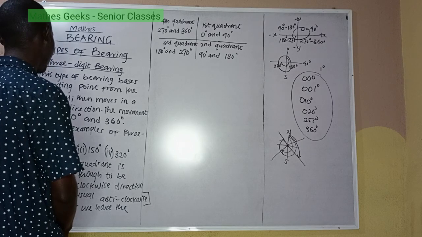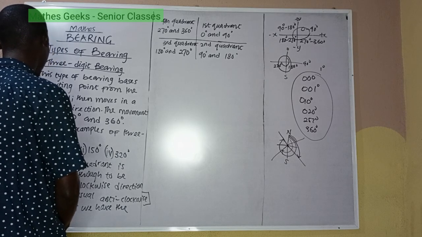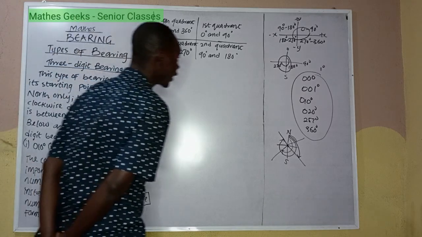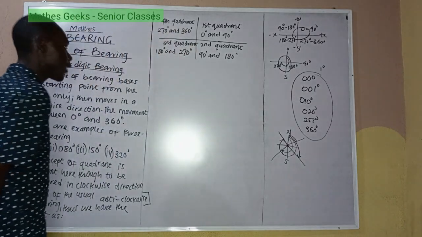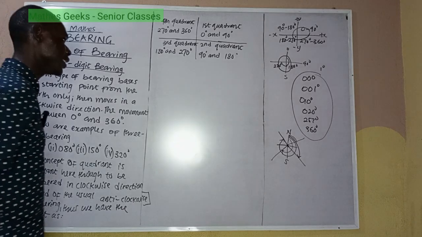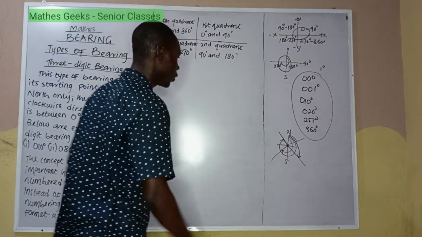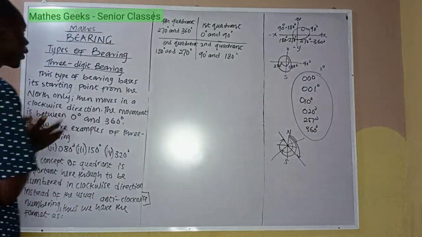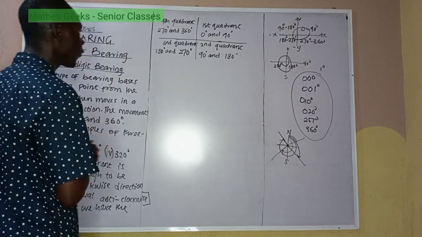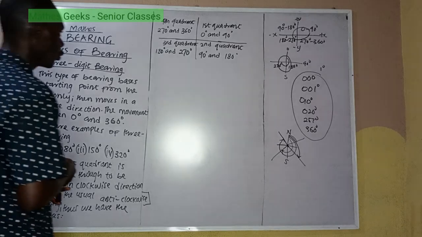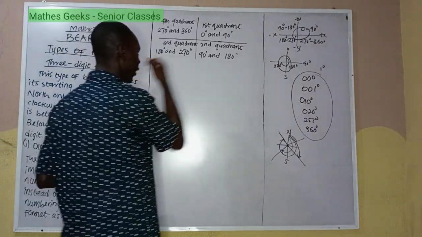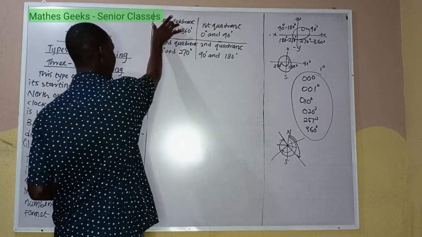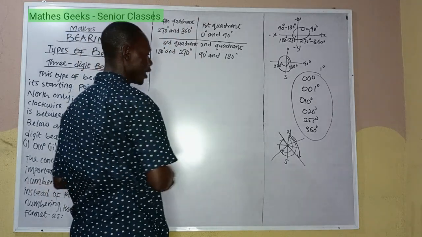So in a way to summarize or encapsulate, for 3-digit bearing, your measurement starts from the north only, and it's always done in the clockwise direction. And then it has its own peculiar quadrant, which is different from the one used in trigonometry. Your first quadrant is here, your second quadrant is here, your third is here, and your fourth is here. And you should know the range of the angles, because that's what will help.